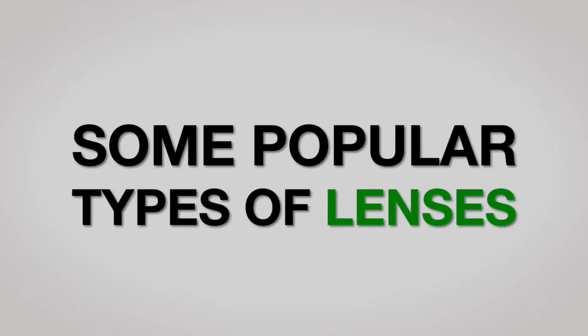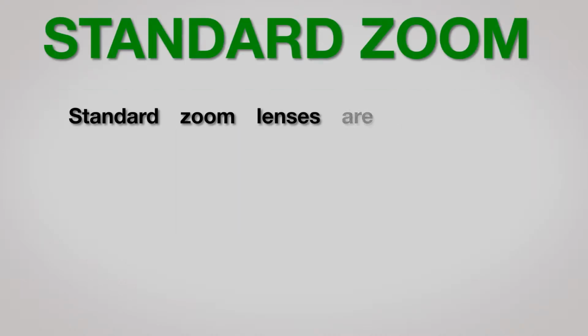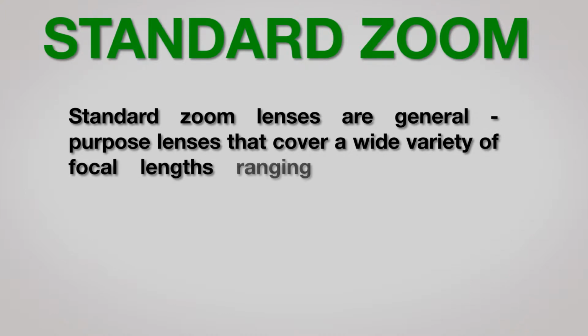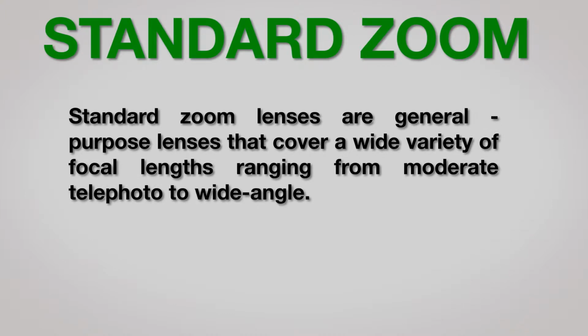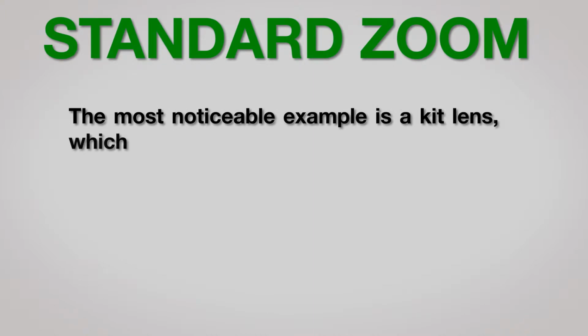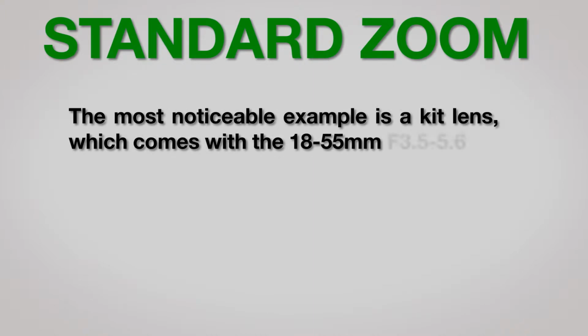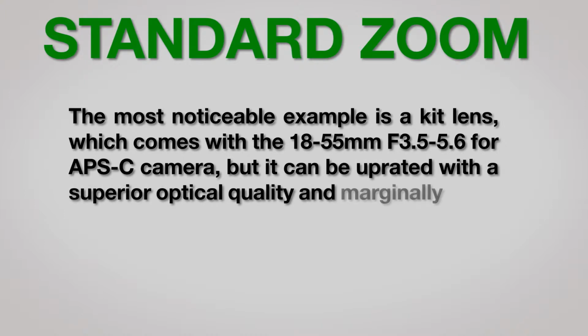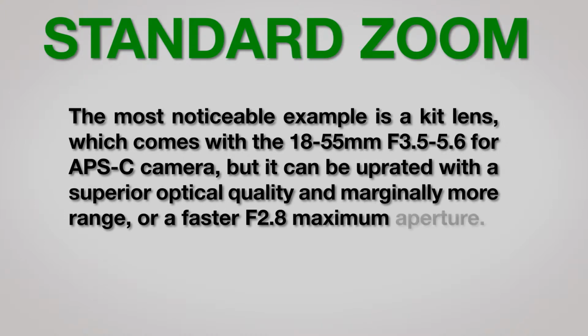Some popular types of lenses. Standard zoom. Standard zoom lenses are general-purpose lenses that cover a wide variety of focal lengths, ranging from the moderate telephoto to wide angle. The most noticeable example is a kit lens, which comes with the 18 to 55 mm f3.5 to 5.6 for APS-C cameras, but it can be upgraded with a superior optical quality and marginally more range, or a faster f2.8 maximum aperture.